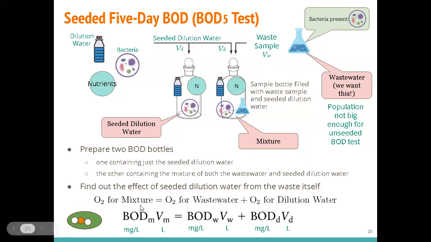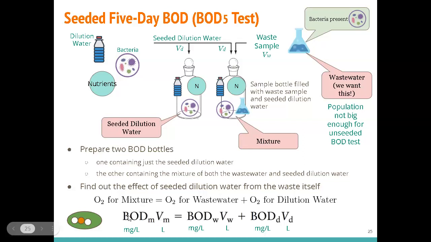So we have measurements from the mixture, which is the right-hand side bottle, and the measurement from the dilution water, which is the left-hand side bottle. Okay, and if we do subtraction, we'll find the oxygen demand for the wastewater. The first term on the right-hand side, we cannot find from the measurement, but we can find the left-hand side from the measurement. Okay, so how do we put that in the mathematical expression?